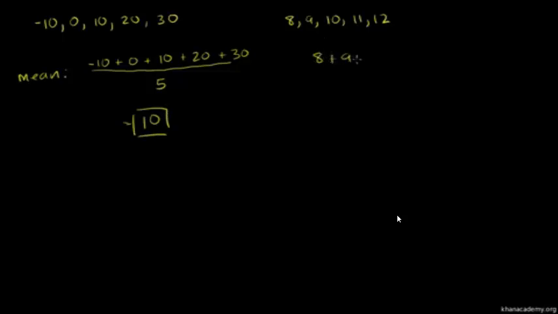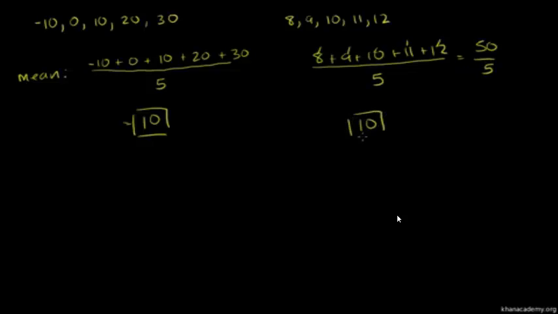Now, what's the mean of this data set? 8 plus 9 plus 10 plus 11 plus 12, all of that over 5. And the way we could think about it, 8 plus 12 is 20, 9 plus 11 is another 20, so that's 40, and then we have a 10 there, which adds another 10. So this is, once again, going to be 50 over 5.